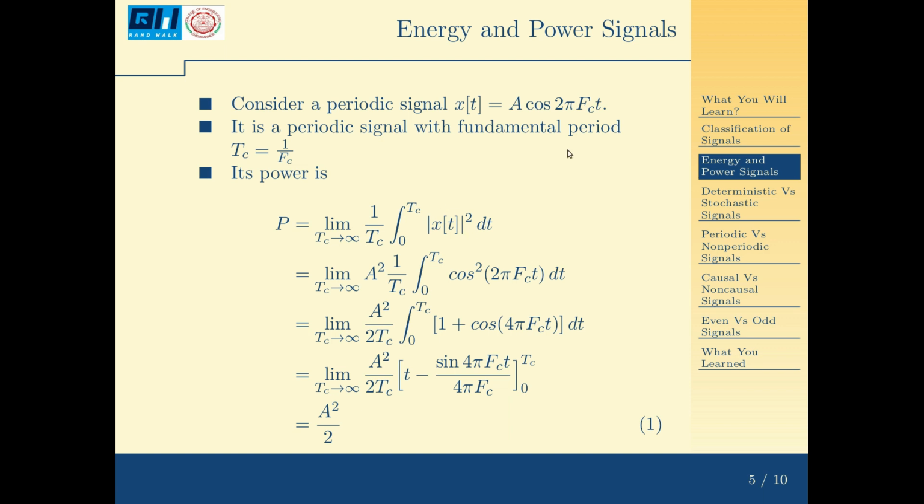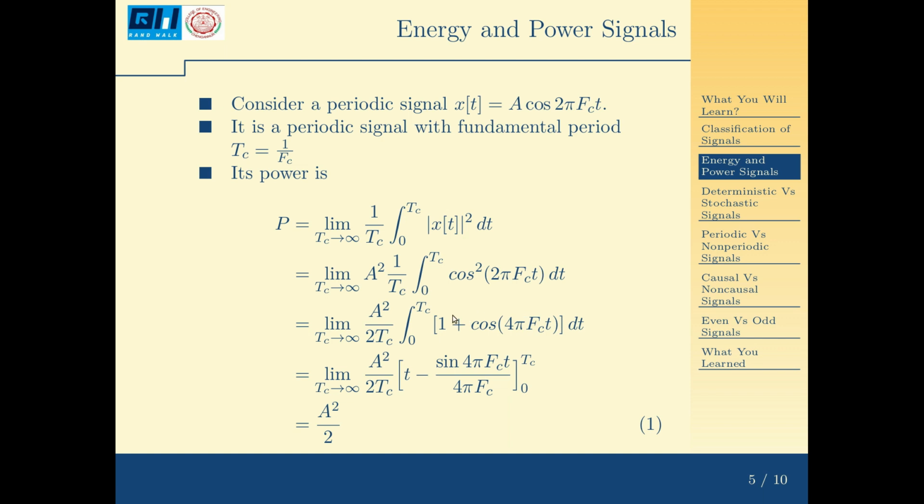So what is mod x(t) square? It is A square cos square 2 pi fc t. So A square comes out. It is the limit Tc tending to infinity of A square by Tc times the integral from 0 to Tc of cos square 2 pi fc t dt. Now this is of the form cos square theta, which is nothing but 1 plus cos 2 theta by 2. So that divided by 2, it becomes A square by 2Tc, integral from 0 to Tc of 1 plus cos 4 pi fc t. How did I write that? I use the identity: cos square theta is 1 plus cos 2 theta by 2.